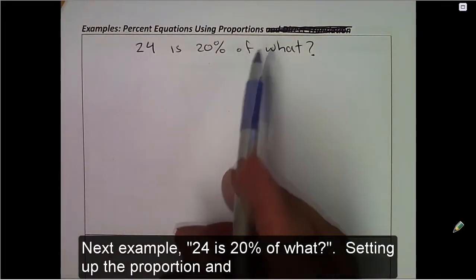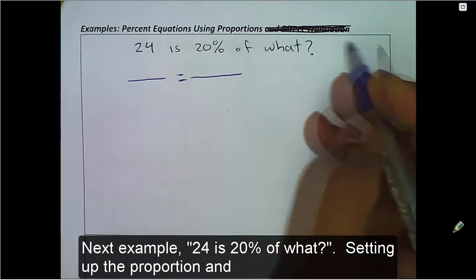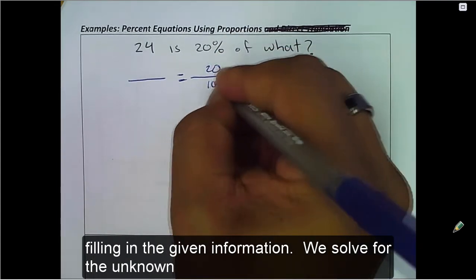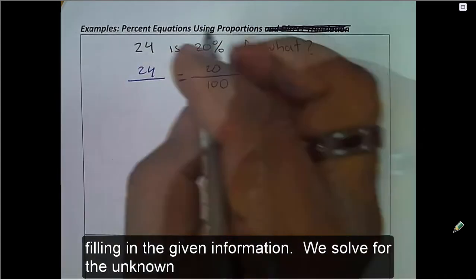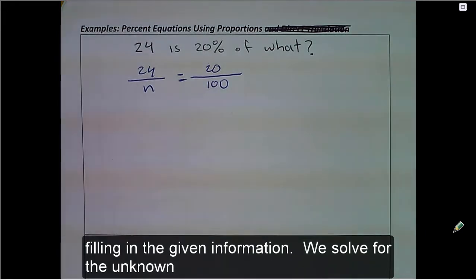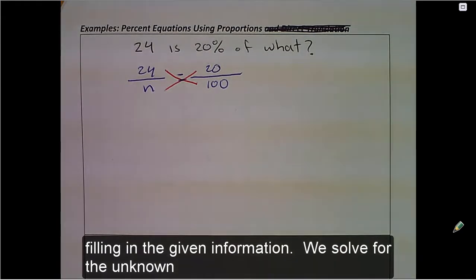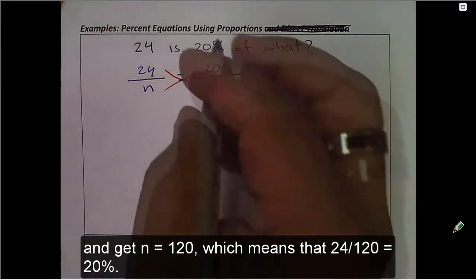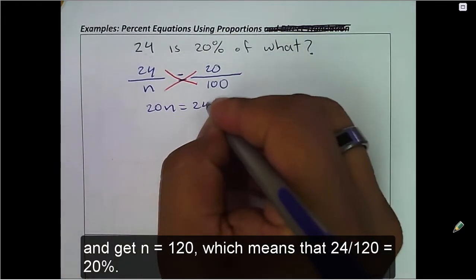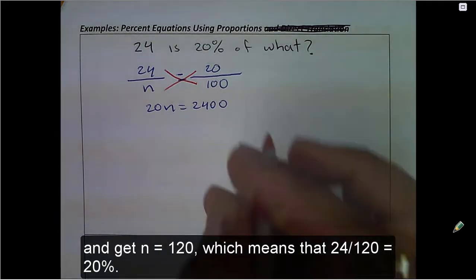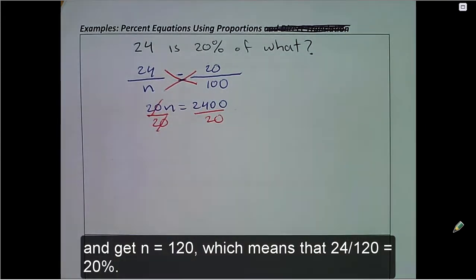Next example, 24 is 20% of what? Setting up the proportion and filling out all the given information, we solve for the unknown and get n equals 120. Which means that 24 out of 120 will give you 20%.